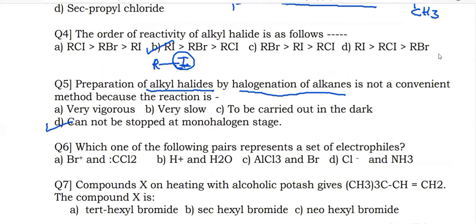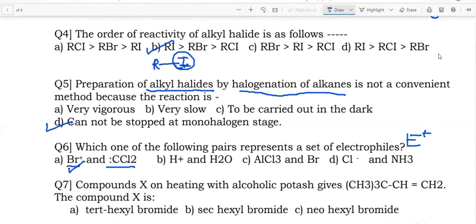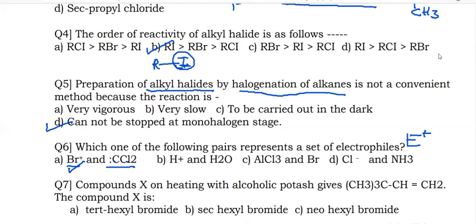Question number 6, which one of the following pairs represents a set of electrophiles? Now what are electrophiles? Electrophiles are Lewis acids. They can be represented by the letter E plus. Now here we have Br plus and CCl2. Br plus has a positive sign, so it is an electrophile. If you take the central carbon, it's attached to 2 chlorines, right? So 2 chlorines means 2 bonds.